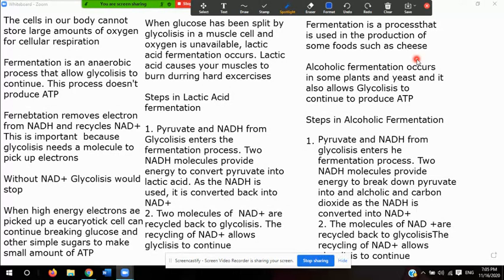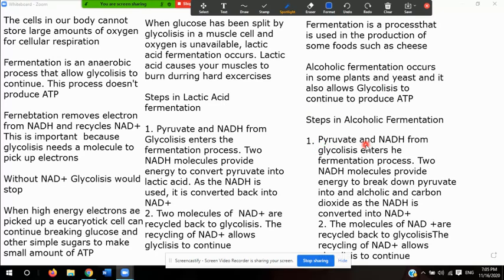Likewise, in the confection of many types of breads. So this is pretty much the same process as lactic acid fermentation, except for the fact that instead of forming lactic acid, we have the formation of alcohol and carbon dioxide. So let's go into the steps of alcoholic fermentation. Again, alcoholic fermentation occurs in some plants and yeast, and it also allows glycolysis to continue to produce ATP. And steps in alcoholic fermentation.